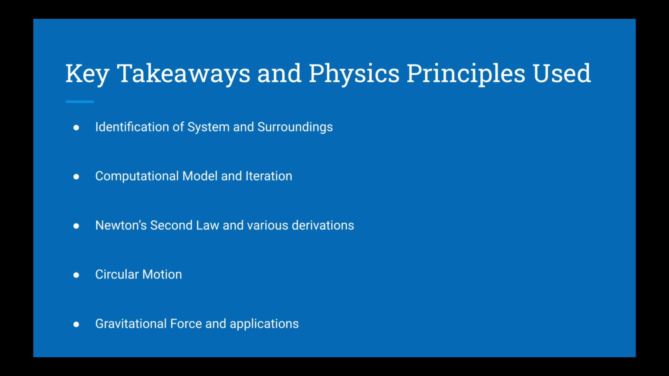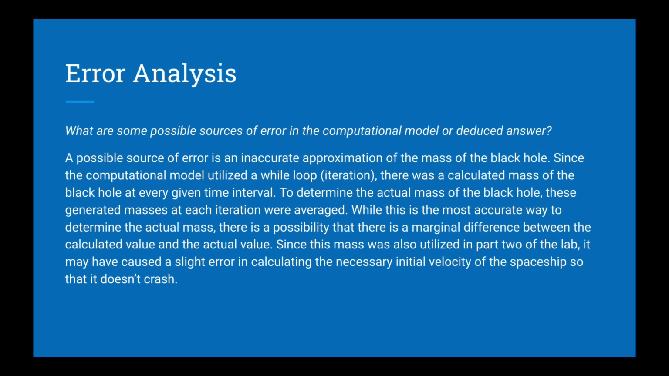Some possible sources of error included inaccurate approximation of the mass of the black hole. Since the computational model utilizes the while loop or iteration, the calculated mass of the black hole was determined by averaging the mass at each iteration. This could be slightly different than the actual mass of the black hole, which was used in part 2 of the lab, meaning there might be a slight error in the initial velocity of the spaceship so that it does not crash into the planet or the black hole as well.